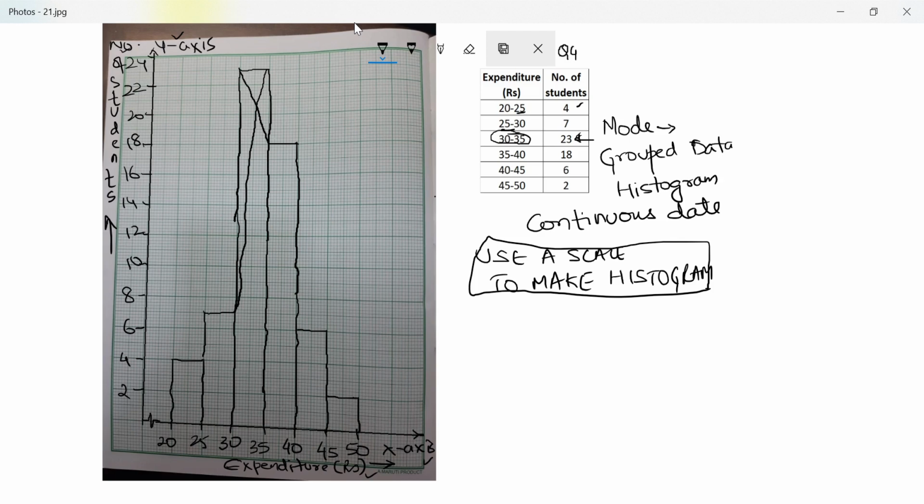You would use a scale, and the point where they intersect, you would draw a perpendicular onto the x-axis. How would you draw a perpendicular? You would draw a perpendicular using a scale. Again, I am repeating, you would draw a perpendicular using a scale.